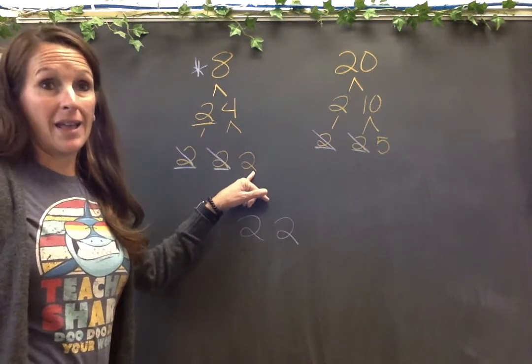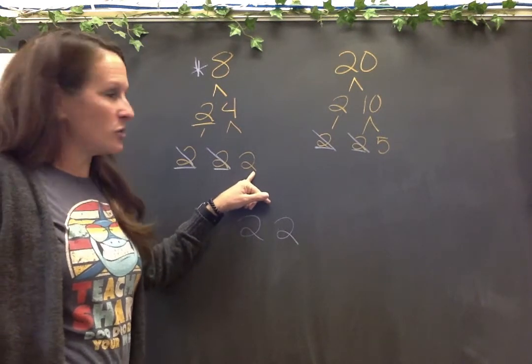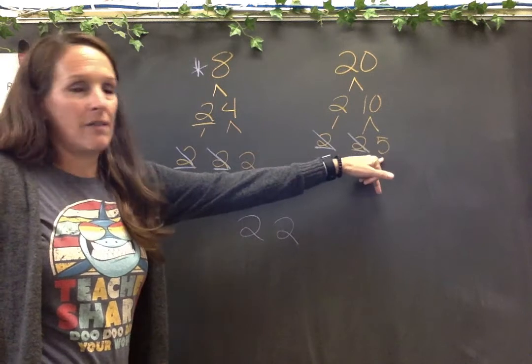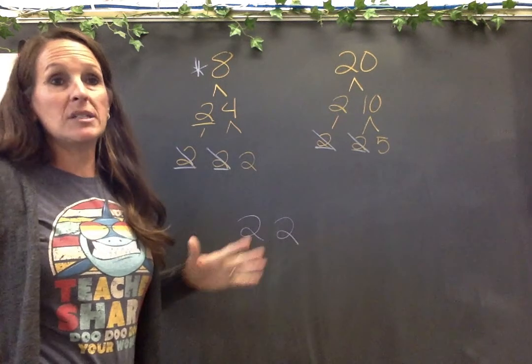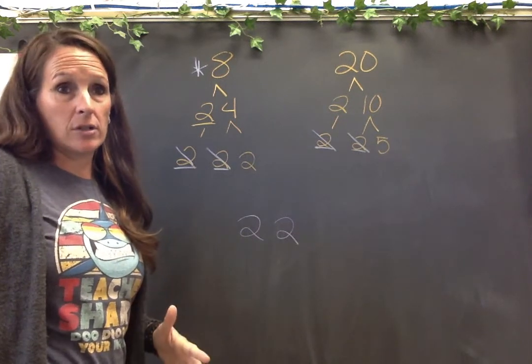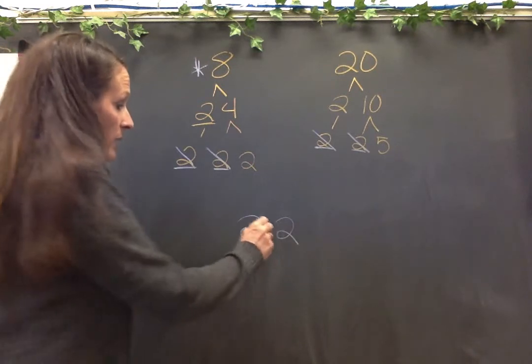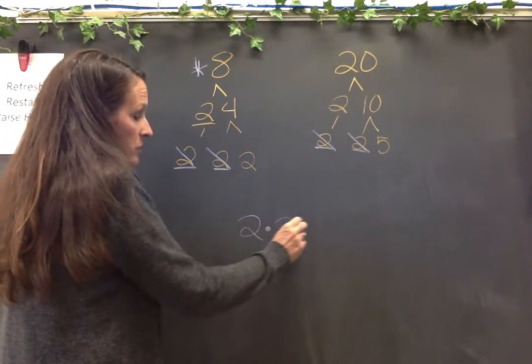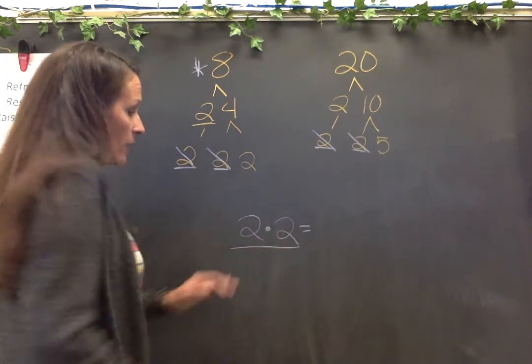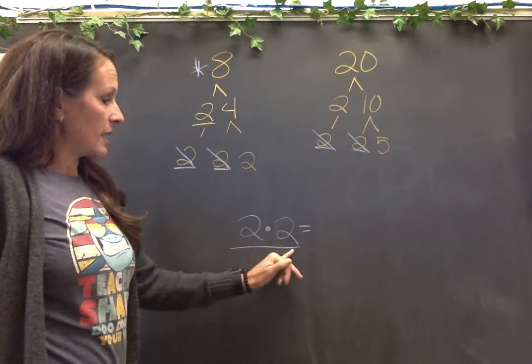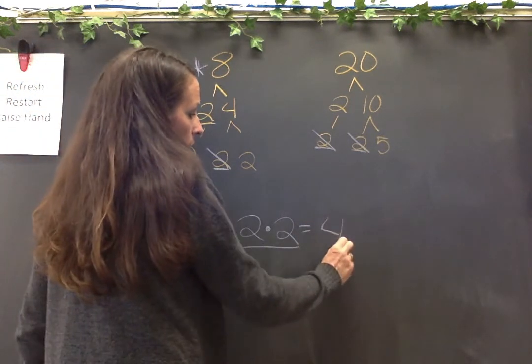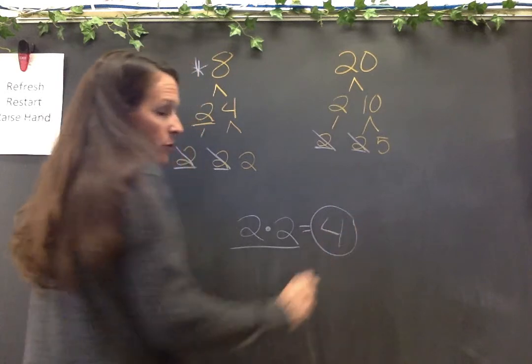8's going to go again. 20, do you have a 2? 20 does not have a 2, it has a 5. So I'm done finding the greatest common factor, all right? So now I come down here and I multiply these 2 together, my piles. So 2 times 2 equals 4. 4 is my greatest common factor.